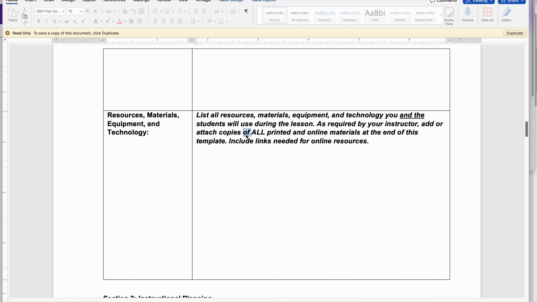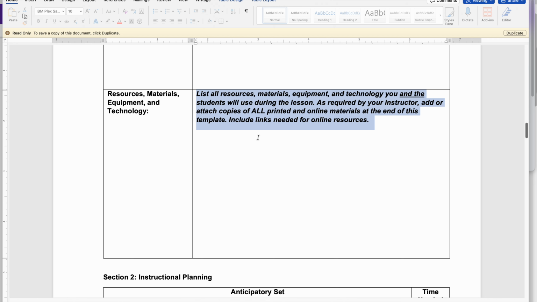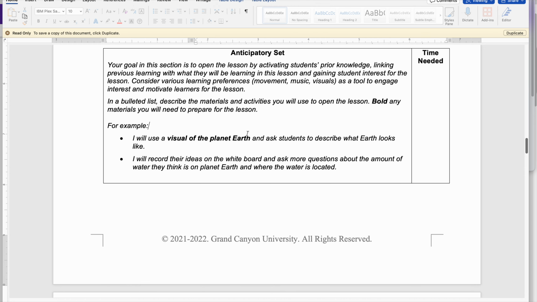Do you need any resources? So do you need a Promethean board? Do you need a whiteboard? Does each student get a whiteboard at their desk? What is expected as far as materials that the students need to be able to do the lesson? The anticipatory set is really just your bell ringer. This is just meant to be like an icebreaker. When they come in the class, how are you going to get their interest so that you can start teaching about your topic? It really shouldn't be more than 5 minutes.